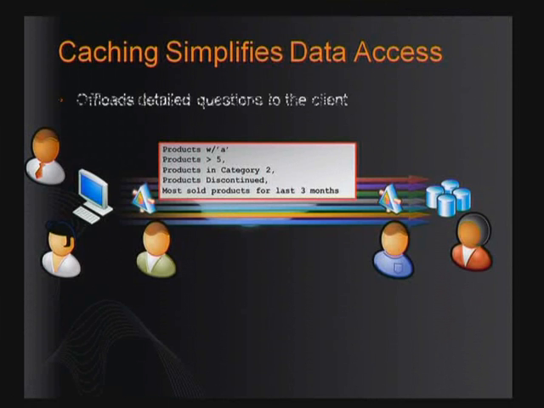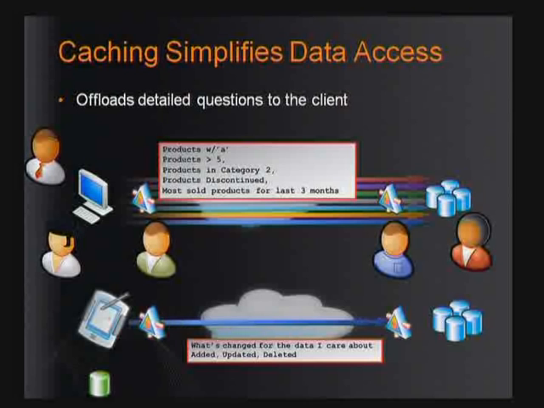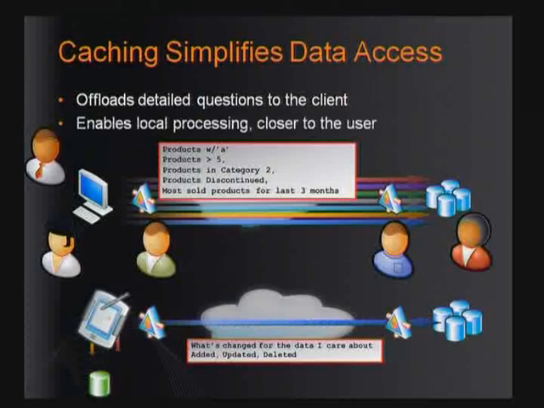Well, the idea is to offload some of the details to the client. So now, instead of asking the server every one of those detailed questions, I could ask the server for what changed, right? And then I could start looking locally and start asking those questions of the local store.